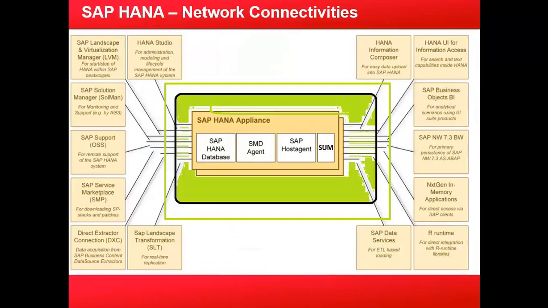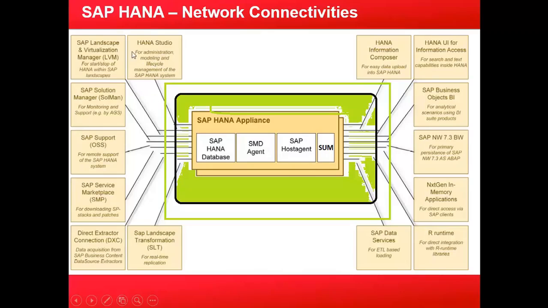Now from the network connectivity perspective, in this slide you can see different components of SAP HANA in the appliance. We have the HANA database, which is the core component providing all the processing capacity and the database capacity. Then we have the SMD, that is Solution Manager Diagnostic Agent. Then we have SAP Host Agent, a tool for updating and patching.